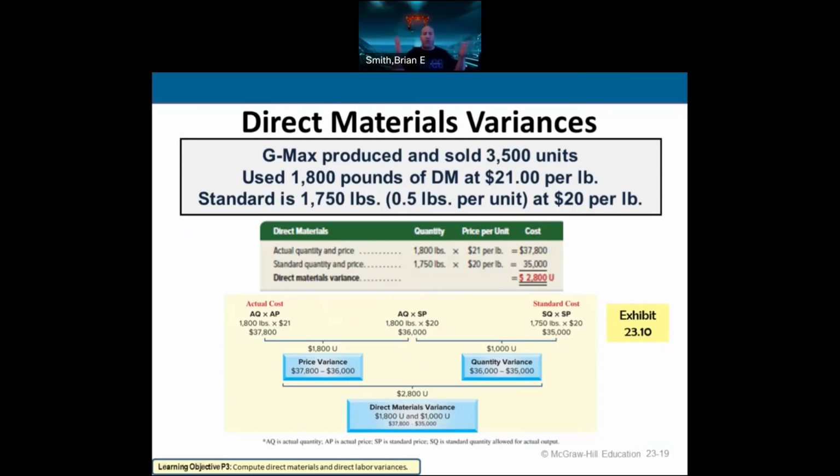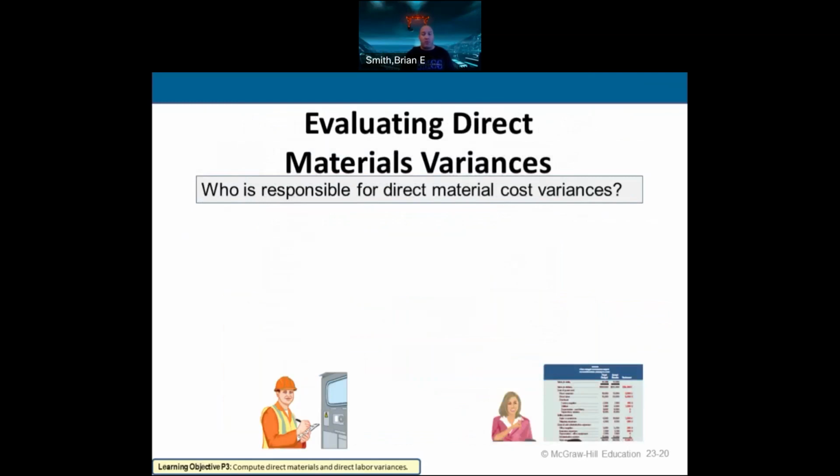And when you have two unfavorable variances, you just add them together, and that will equal your total direct materials variance, or the total cost variance for the direct materials. If one of those were favorable, then you would net them. For example, if you had 1,800 favorable versus 1,000 unfavorable, you'd subtract the 1,000 from the 1,800 and have 800 favorable. But in this case, they're both unfavorable, so we add them together, and we're $2,800 unfavorable. Then we're going to evaluate our direct materials variance and ask who's responsible for this and why did it happen?